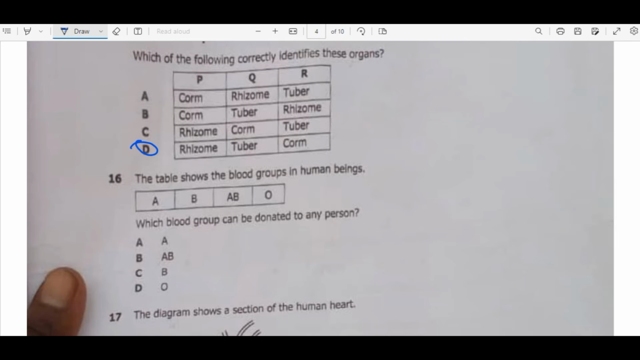So meaning that A can be donated to these two. So it can be donated to A, and then it can also be donated to B, and then even someone who has AB can be donated by O. So meaning that O is a universal donor, meaning that anyone who has any type of blood group can be donated by someone who has O. So we are saying that is the answer there, D.